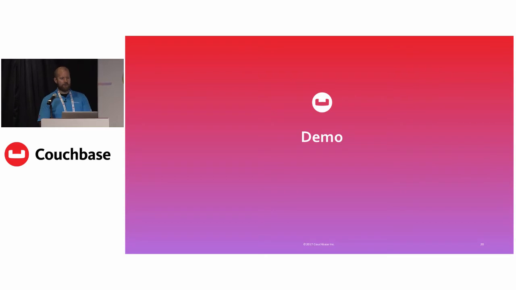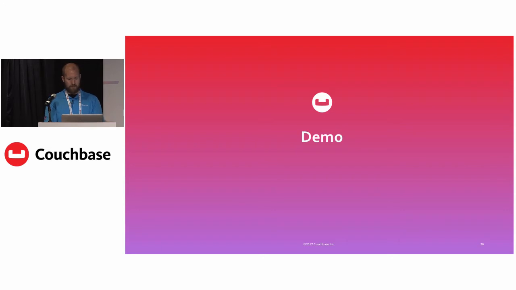Okay, so for our little demo here, we have two instances of Couchbase 5 that are both running in AWS, same instance type. The cluster on the left has our standard Couchbase bucket. We've flushed the bucket, it has no items in it. And then our cluster on the right has our ephemeral bucket.